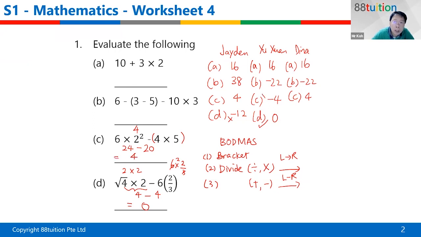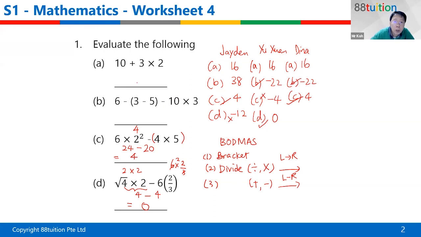Okay, so for this, I think Yushin, you got C wrong. And Mr. Ko, for C, whether you typed it wrongly, you actually put minus 4. Okay, then we go on to B. Yushin and Dina get it correct.